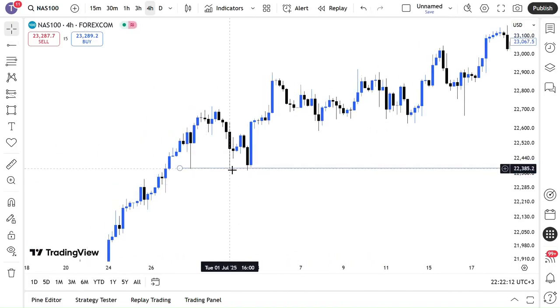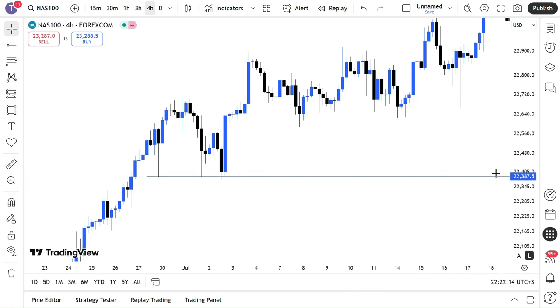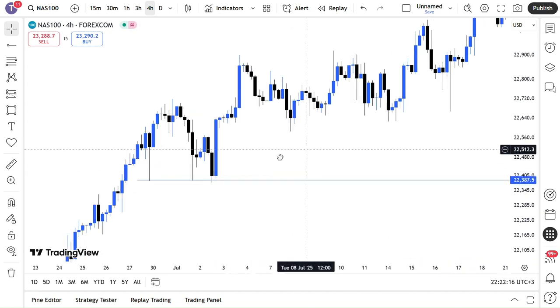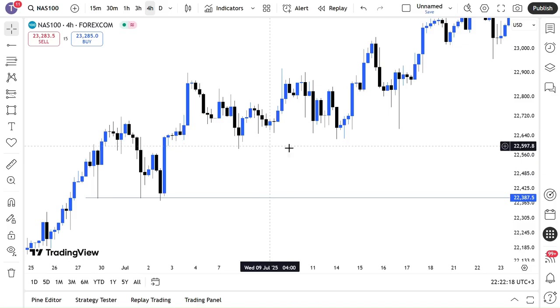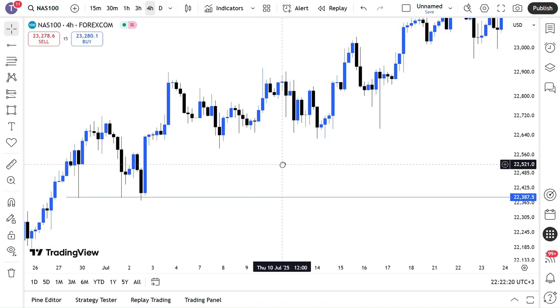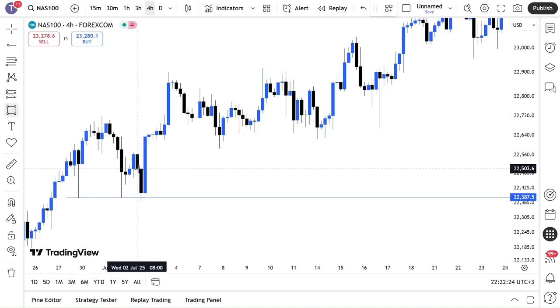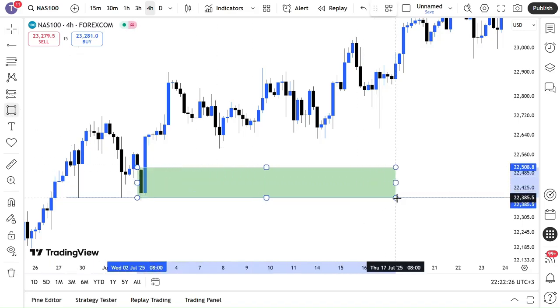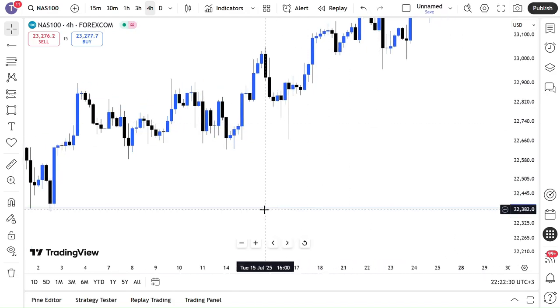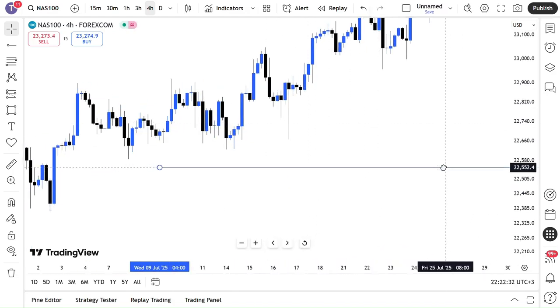We have the sweep of liquidity, and after the sweep of liquidity, we have the break of structure. So this is a very valid break of structure. Market left behind this order block, a very good order block, but never came into the order block. So we just assume it and go to the next one.